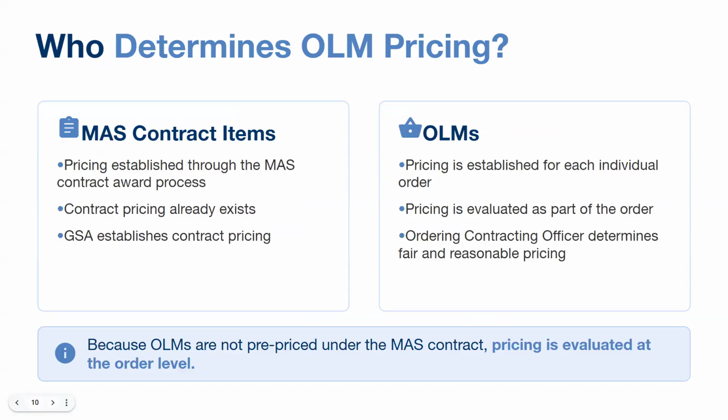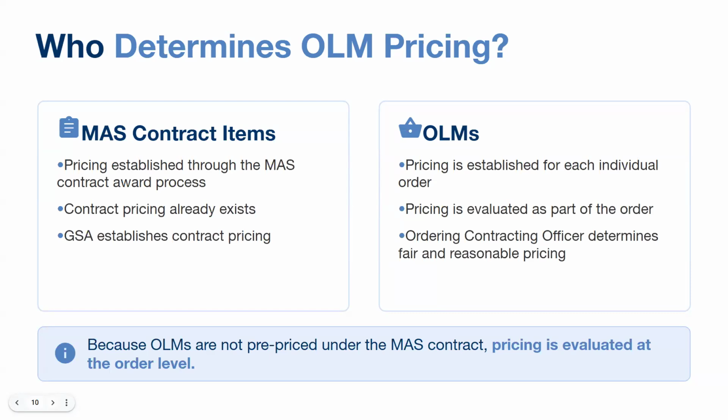So one of the most common questions we get is who determines the pricing for the OLMs? Again, when your MAS contract is awarded, GSA evaluates the pricing for the products and services. Those items are established at the contract level, and here OLMs are different. They're not awarded or priced as part of your MAS contract. There isn't any pre-established pricing for the ordering agency to rely on.